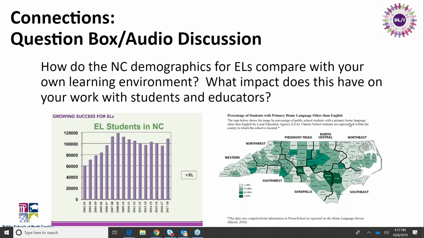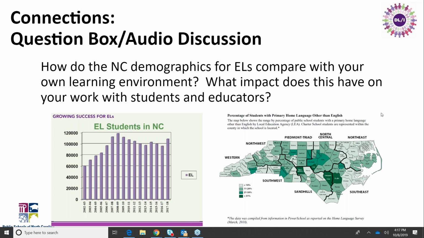And then you can see in the graph, Duplin County is above 31% of students whose primary language is other than English. So it is really impacting our system right now. So that didn't surprise you when you saw that on the map, huh? Not at all. I see it every day. Yes. Thank you so much for sharing.